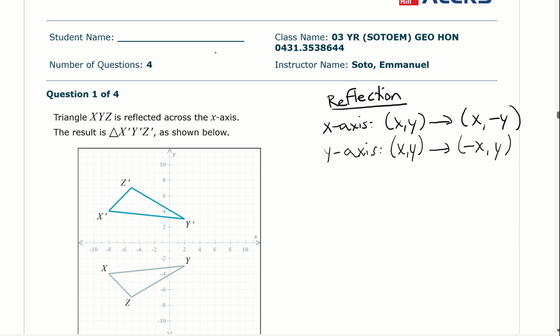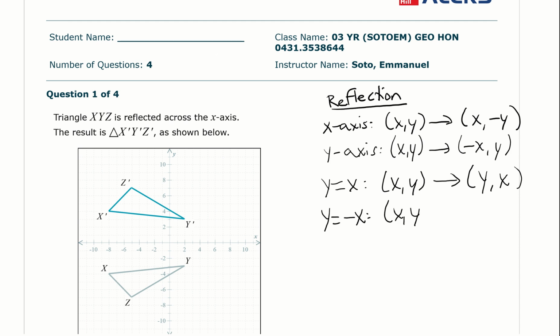Now, if you're reflecting across y equals x, then what's going to happen is you're going to switch the coordinates. So you get (y, x). And if you reflect across y equals negative x, you are going to switch y and x and then negate them. So put negatives. Those are your four main rules of reflection, and you need to know those rules.